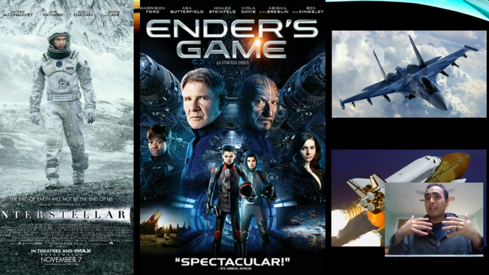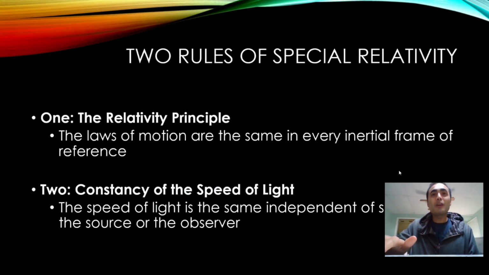So I'm going to be explaining how this is possible. How can you slow down time and things like that? And what is this whole special relativity thing? For special relativity, I'm going to be talking about time dilation. Before I go into that, there are two rules that we want to look at.